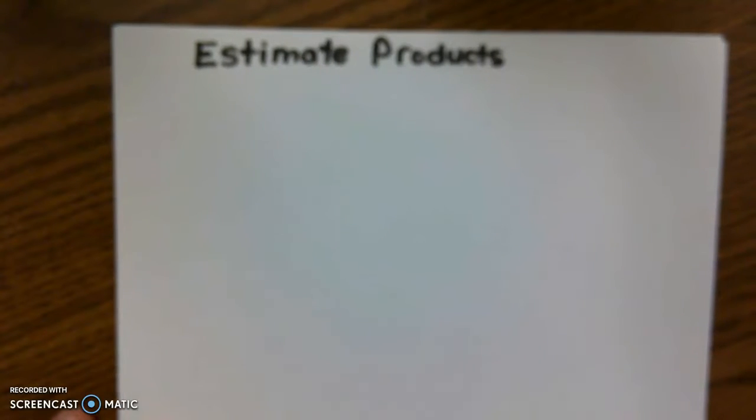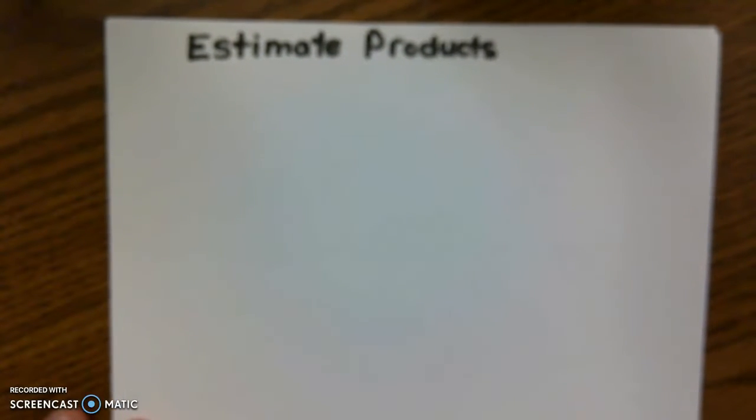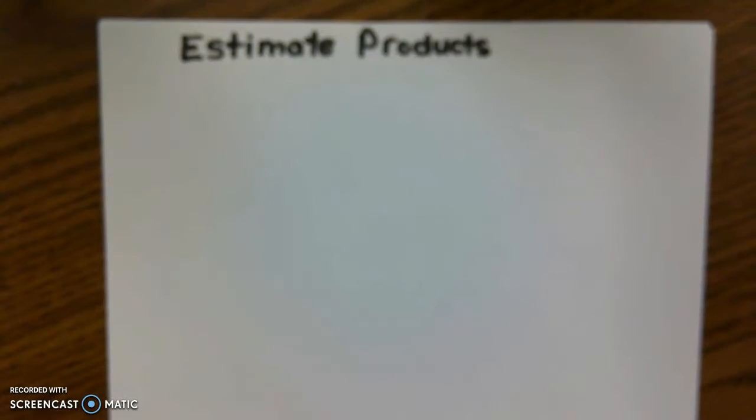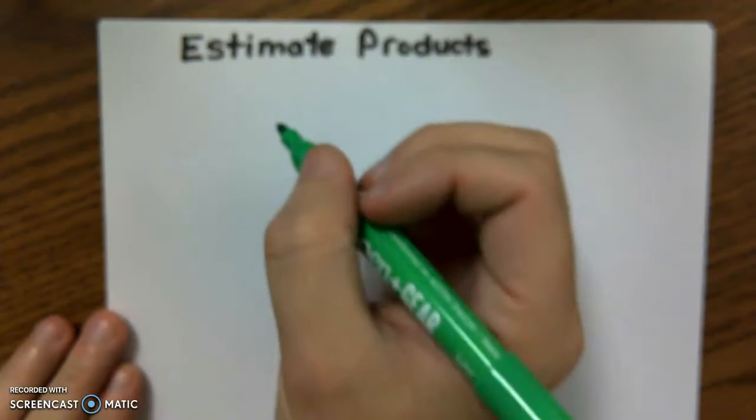All right, so this is another portion of our topic 3 lessons that we've talked about in class, which is estimating products. Estimation is one of those words that I don't really like to use a lot because I myself have trouble with estimation. But first, I want to go over two important things. There are two forms of estimation, okay?